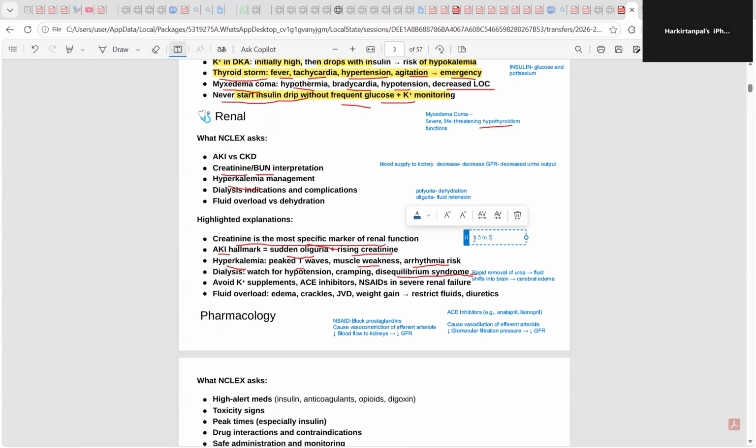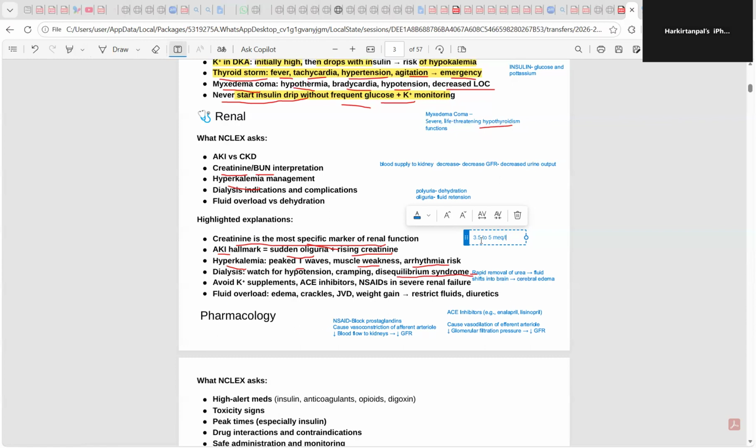3.5 to 5 milliequivalent per liter is the normal potassium level. Greater than 5 is abnormal, but 5 up to 5.5 is borderline. If it is greater than 5.5, that indicates hyperkalemia. Hyperkalemia must be managed immediately, otherwise it can cause arrhythmia, a life-threatening complication.